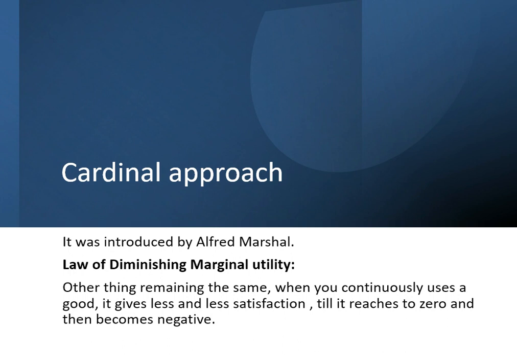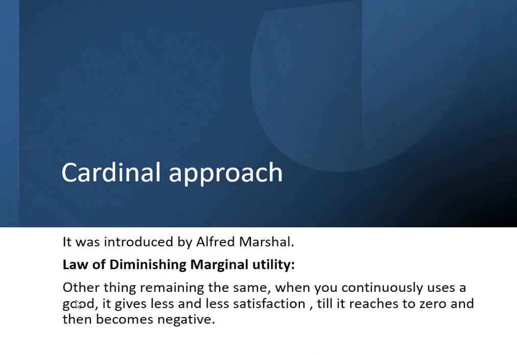The first method to measure utility is called the cardinal approach. This method was introduced by Alfred Marshall, and that's why it is also called the Marshallian approach to measure utility. In this approach we will discuss the law of diminishing marginal utility. The law of diminishing marginal utility states that, other things remaining the same or ceteris paribus, when you continuously use a good, it gives less and less satisfaction till it reaches zero and then becomes negative.